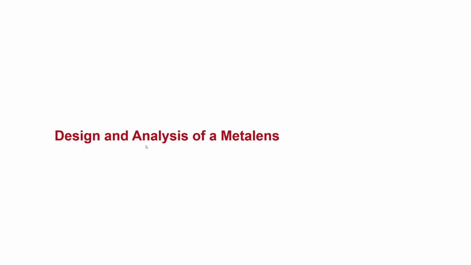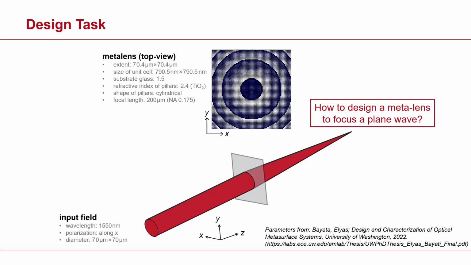That takes us to the second example of this webinar, which is the design and analysis of a meta lens. Let's start by taking a look at the design task. We take a plane wave as our input field, monochromatic, wavelength 1550 nanometers, linearly polarized along X, and with an aperture diameter of 70 microns. We want to design an element, in this case a meta lens, that will take this incident plane wave and focus it into a point 200 microns away.